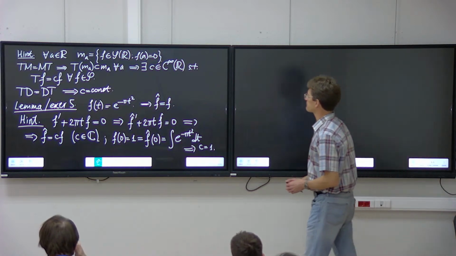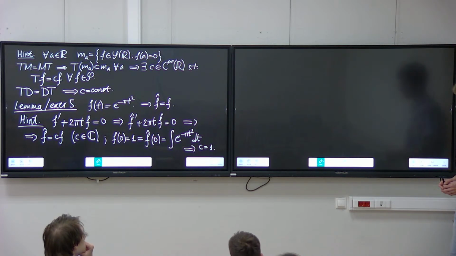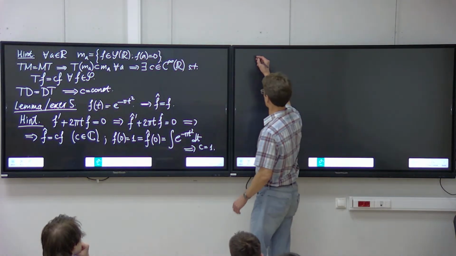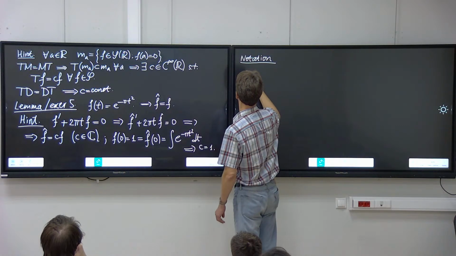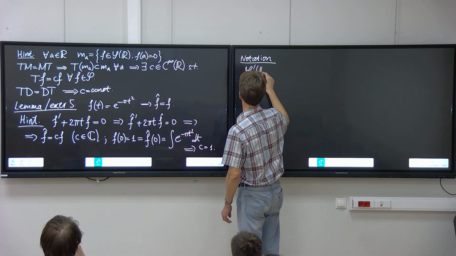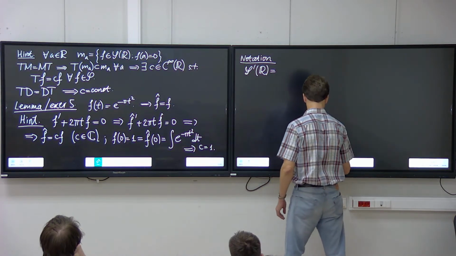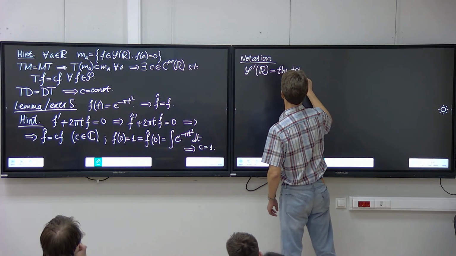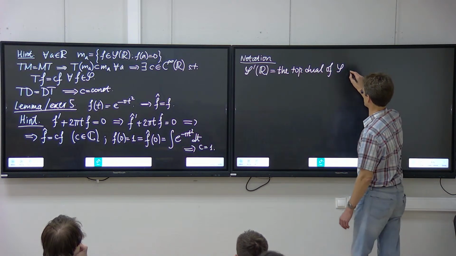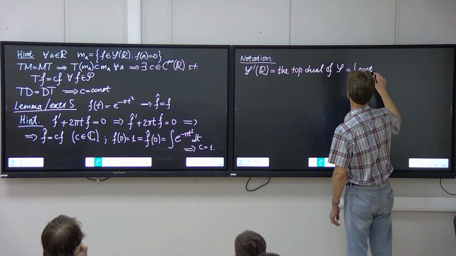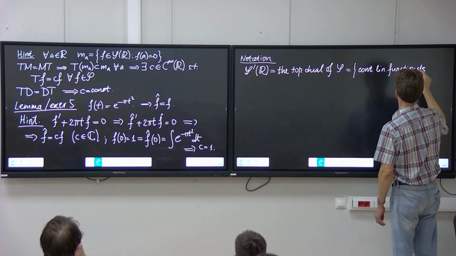Why is it useful? This is useful because this enables us to extend the Fourier transform to a much bigger space, which is usually denoted by S prime of R. And this is just the topological dual of S. That is, this is the space of all continuous linear functionals on the Schwartz space.